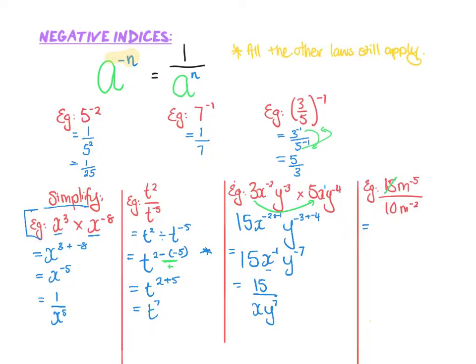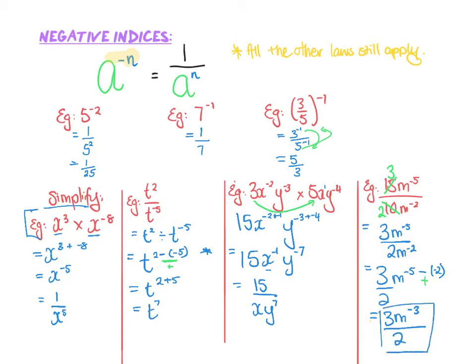All right, so over here, what we'll do is we'll cancel first. 5 goes into 15 3 times, and 5 into 10 goes 2. So if I'm just tidying up, I've got 3m to the negative 5 over 2m to the negative 2. Now these m's are dividing, so when we divide, we subtract. So it's minus negative 2, so there's another one that's going to become plus. So we'd have 3m to the negative 5 plus 2, which is negative 3, over 2. Okay, so that would be your final answer there. Or, sorry, if we wanted to make it positive, it'd be 3 over 2m cubed, because we'll just bring the m down to make it positive.